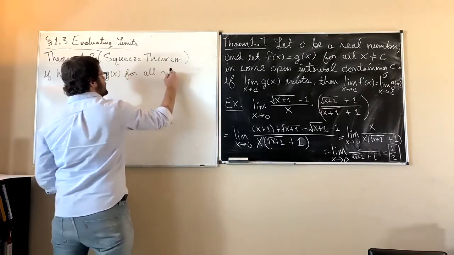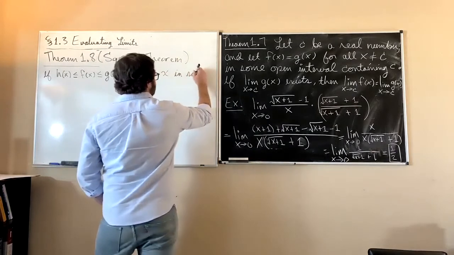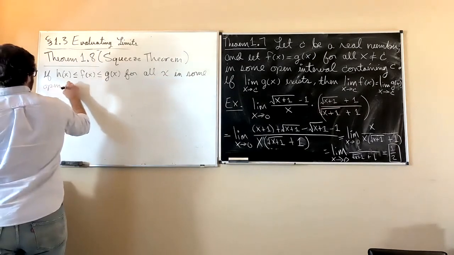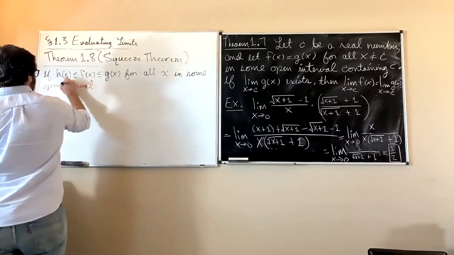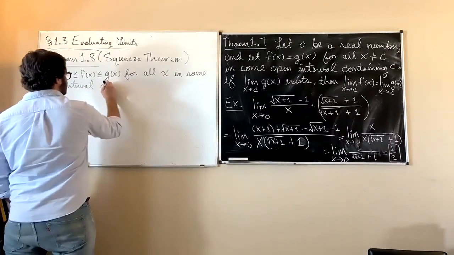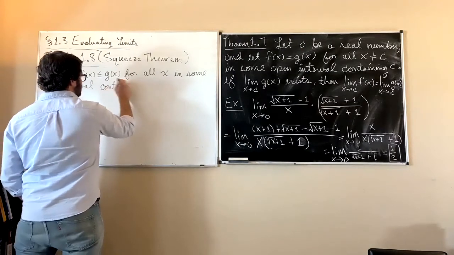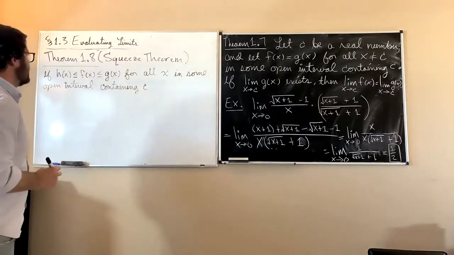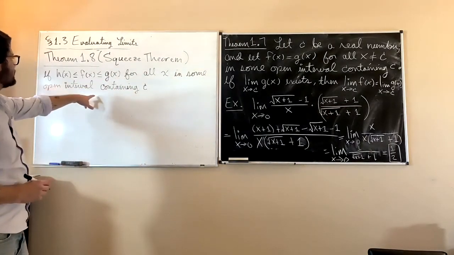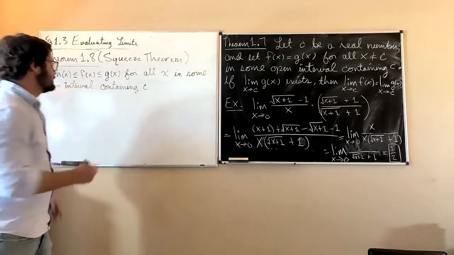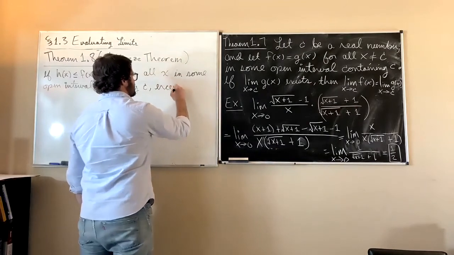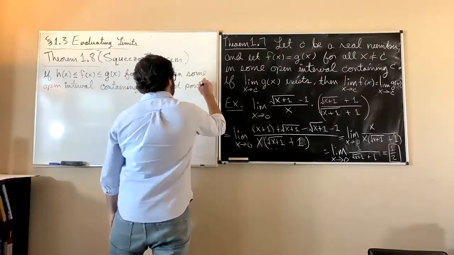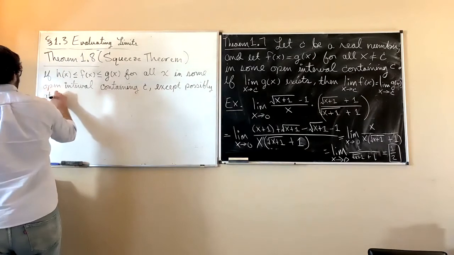for all x in some open interval containing C, some real number C. So this holds for all x in some open interval containing C, except possibly at x equals C. So except possibly at x is equal to C.